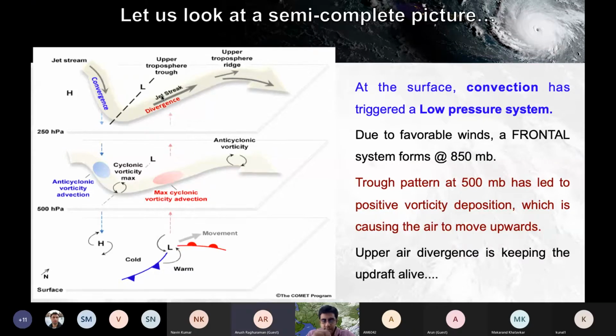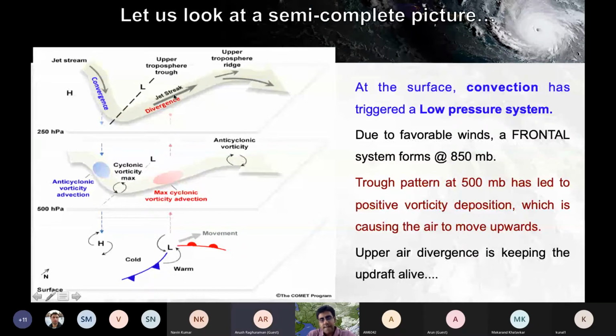So at 250, it's just diverging. But at 500, it is actually depositing vorticity. It is aiding in the deposition of vorticity. That means at this level, whatever has been advected, whatever air parcel is moving up, it will keep moving up. At this level, it will start getting out.